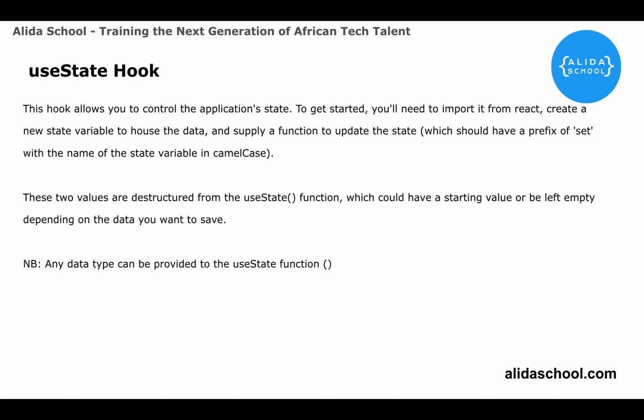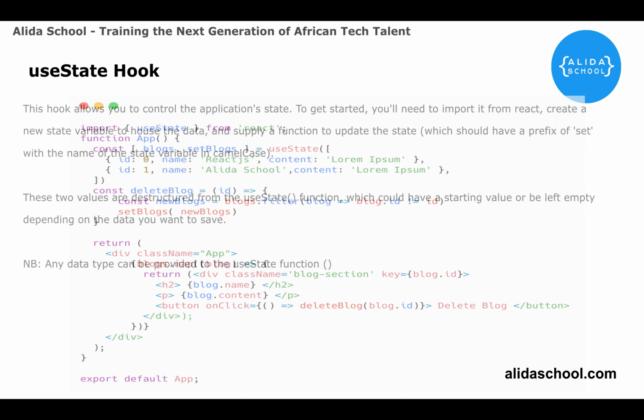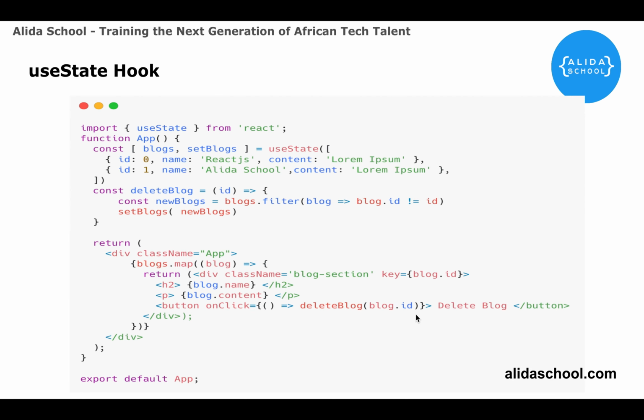You can use your Boolean values, which is true or false. You can use string. You can have object. You can have function. You can have arrays and all those stuff. This is a typical example of how it's being done.